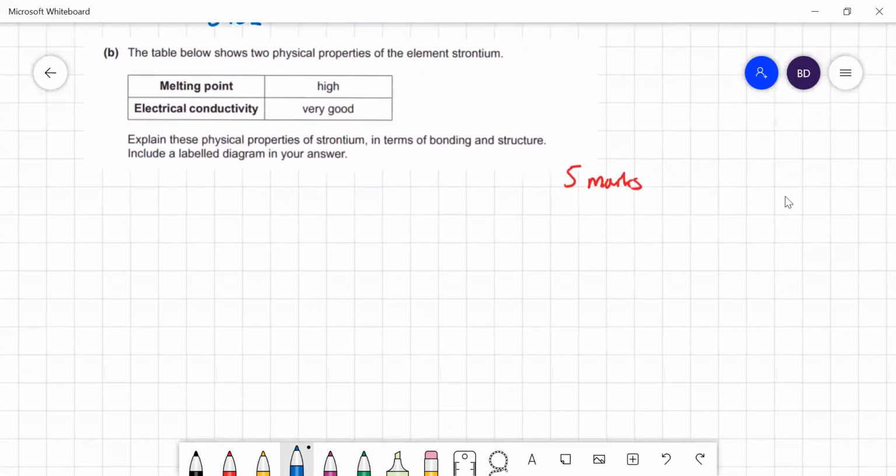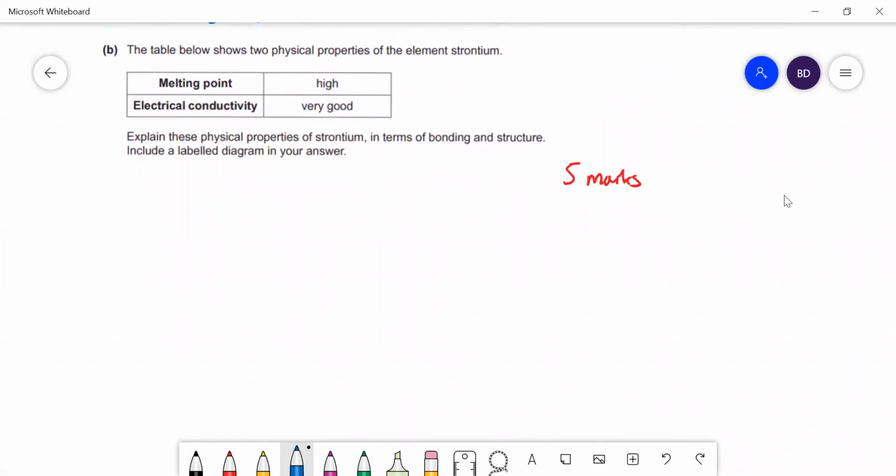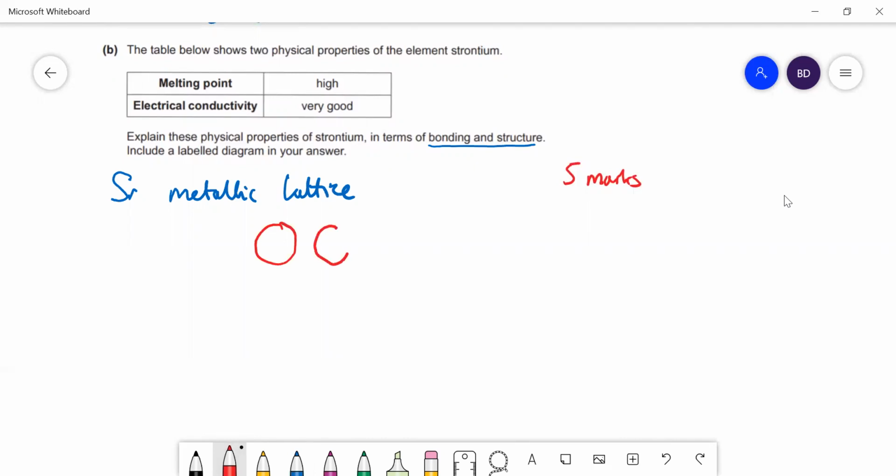Right, physical properties of the element strontium, 5-mark question. Explain the physical properties of strontium in terms of bonding and structure. Well, strontium is a metal, so we've got a metallic lattice. I need to write that down somewhere. Got a mark for that. What does a metallic lattice look like? Well, you're going to have strontium ions.